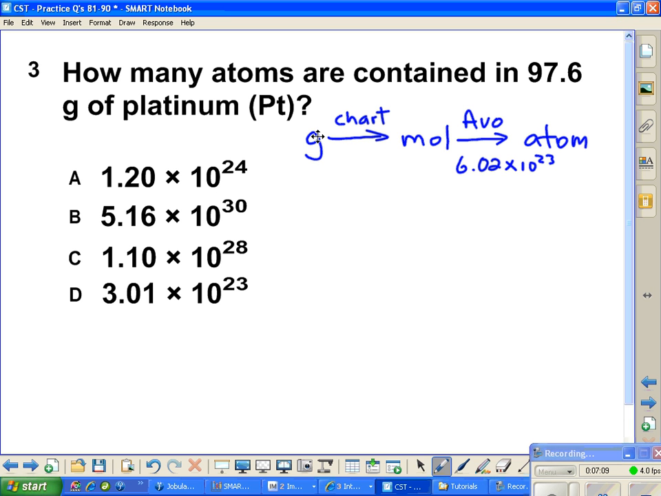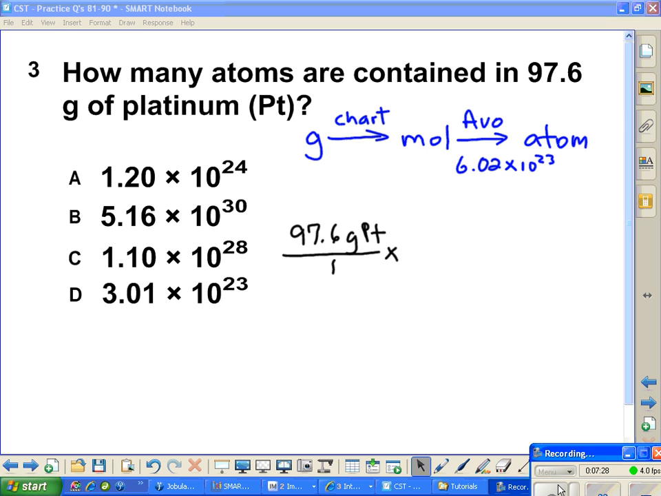Now, to do this problem, we have to start with a given. Givens are always over 1. 97.6 grams of platinum over 1. Next, we're going to get the molar mass.